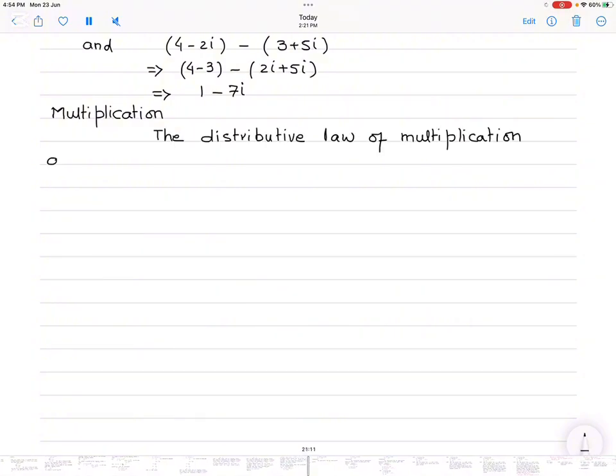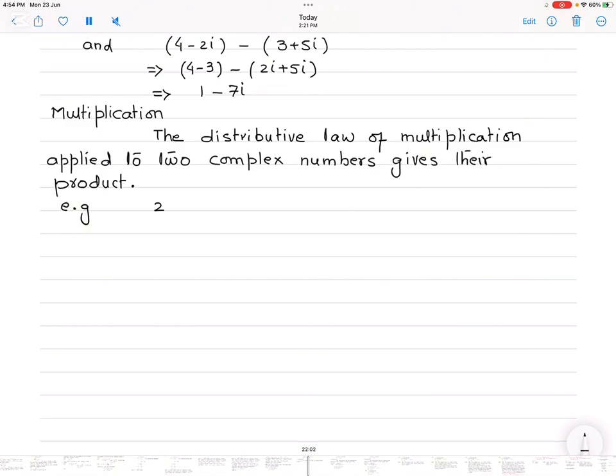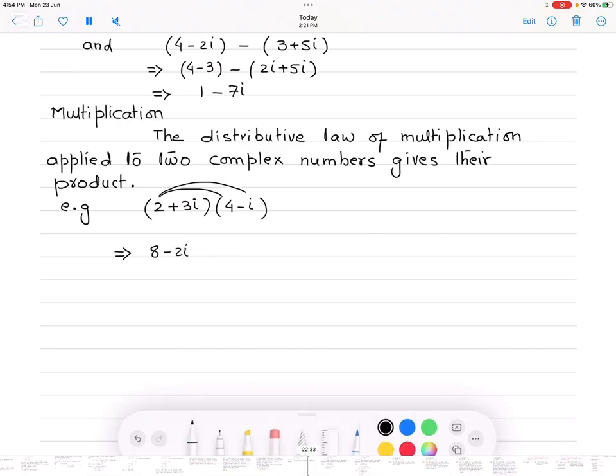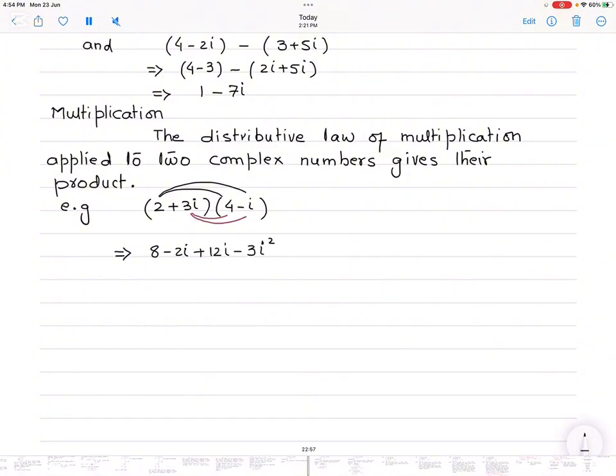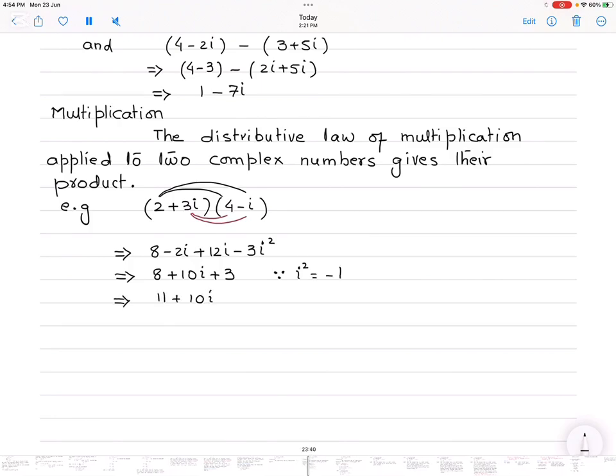Multiplication. The distributive law of multiplication applied to two complex numbers gives their product. For example, 2 plus 3i times 4 minus i. So 2 will be multiplied by 4 and minus i, and then 3i will be multiplied by 4 and minus i. So you get this. So finally, we get 11 plus 10i.